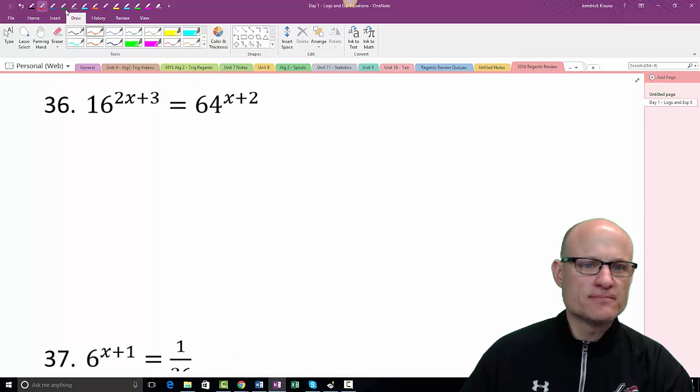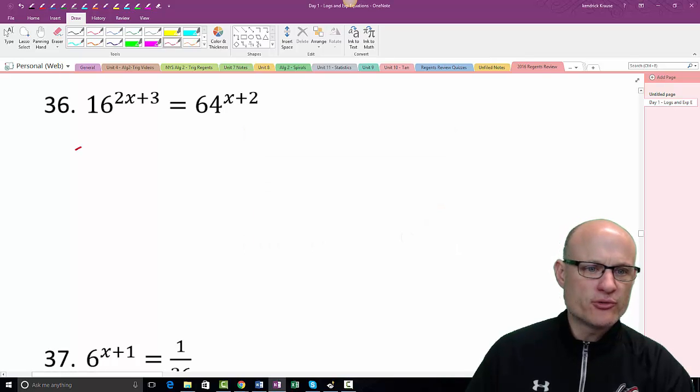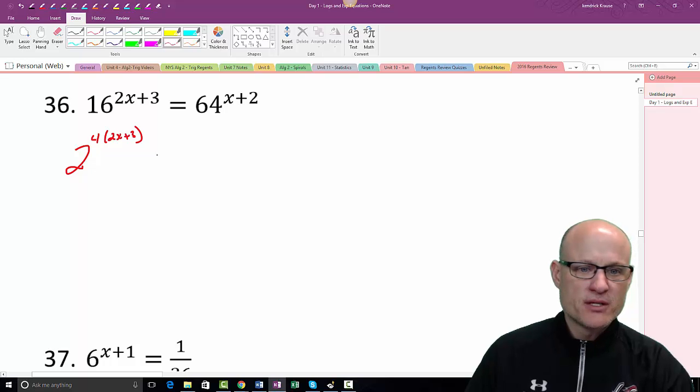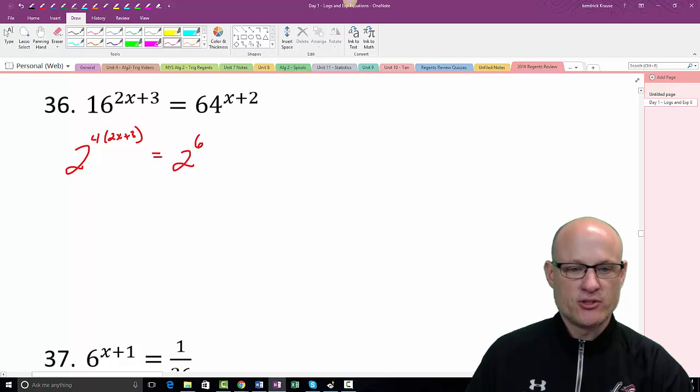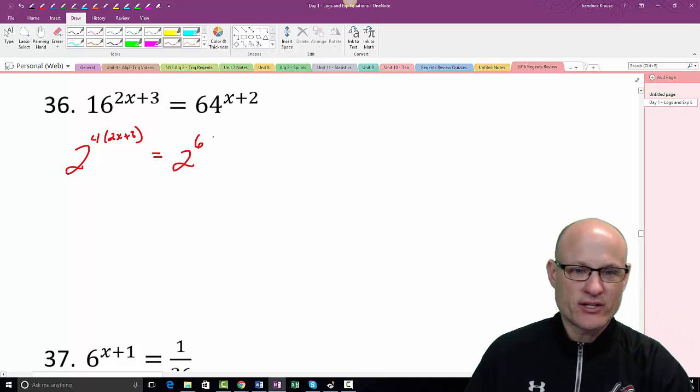So, let's convert. First we're going to convert these to base 2. So 2 to the 4th, (2x plus 3), is equal to 2 to the, this is 6: 2, 4, 8, 16, 32, 64. 2 to the 6, (x plus 2). And now it's just 8x plus 12. That new exponent is equal to 6x plus 12.